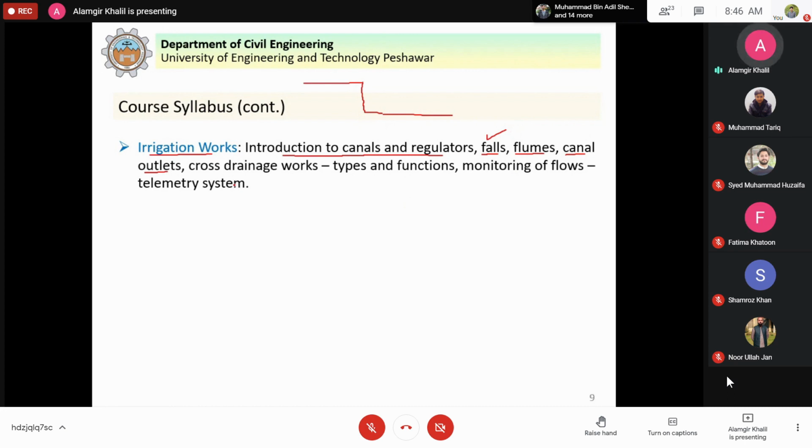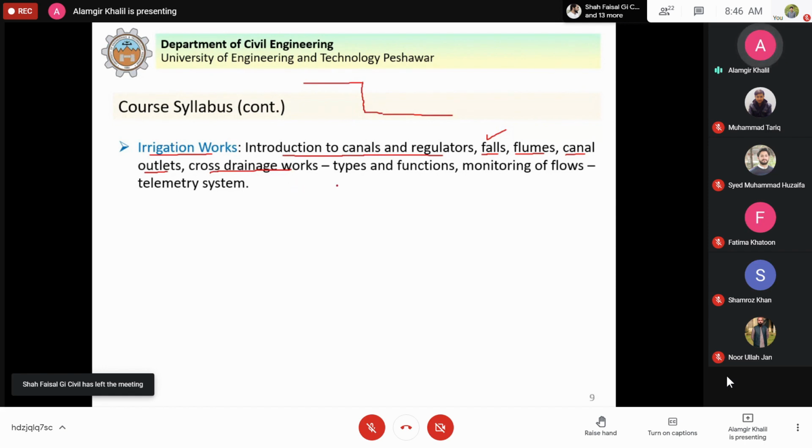These canal outlets are used to measure the discharge, the quantity of water, to control the flow of water to the agriculture fields. So these are known as canal outlets. And cross drainage works.